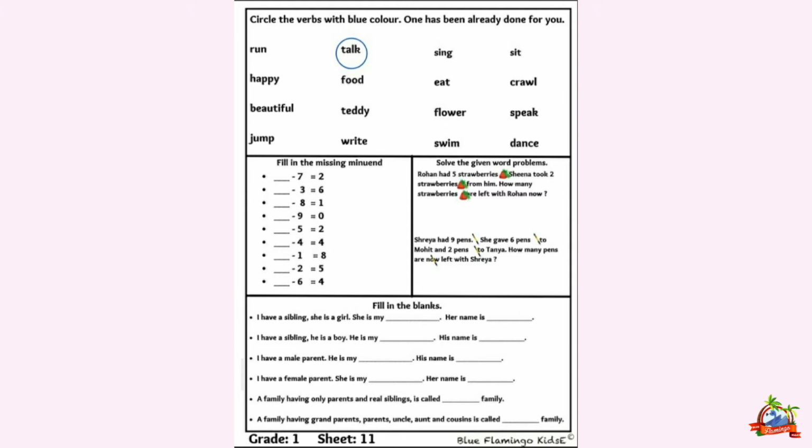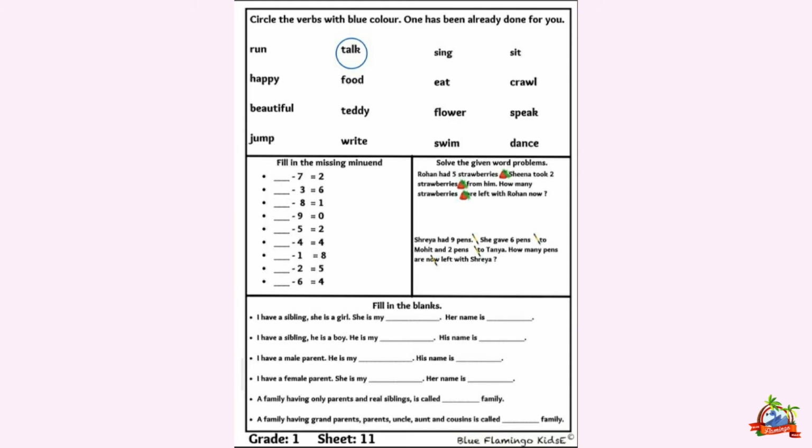तो बताइए कितने बचे. 5 minus 2. We will subtract. Okay. कम हो गए ना. So we will subtract. 5 minus 2 it will be 3. Rohan has left with 3 strawberries now. Okay. So in this way you have to solve the given word problem.